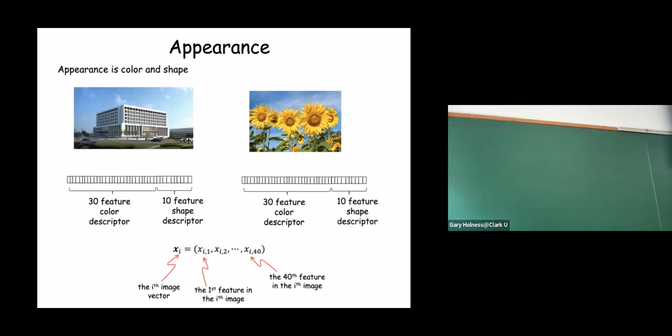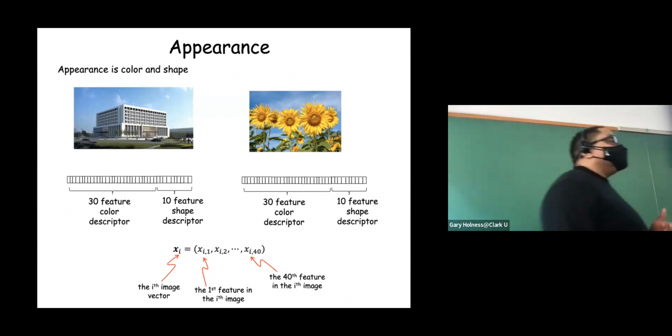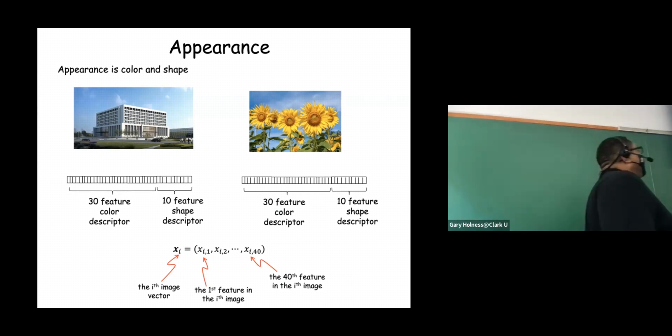And so we take our color features and we concatenate those color feature vectors from the color distribution with the edge distribution. And appearance is nothing more than the combination in some form of both color and shape. Okay. Any questions about this? Does that make sense?